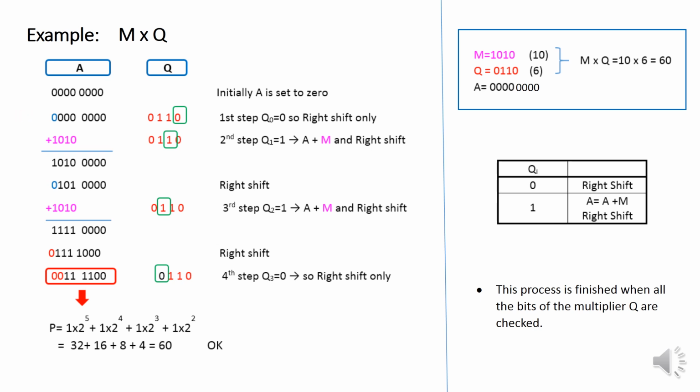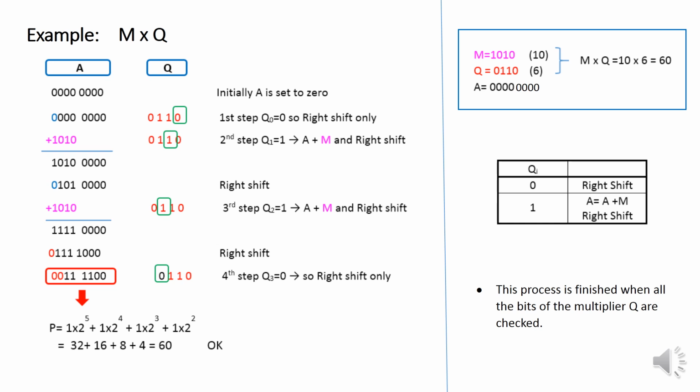This is the first step. The bit of the multiplier is 0, so we do a right shift only. This is the second step. The bit of the multiplier is 1, so we do an addition and a right shift. This is the addition, and this is the right shift.